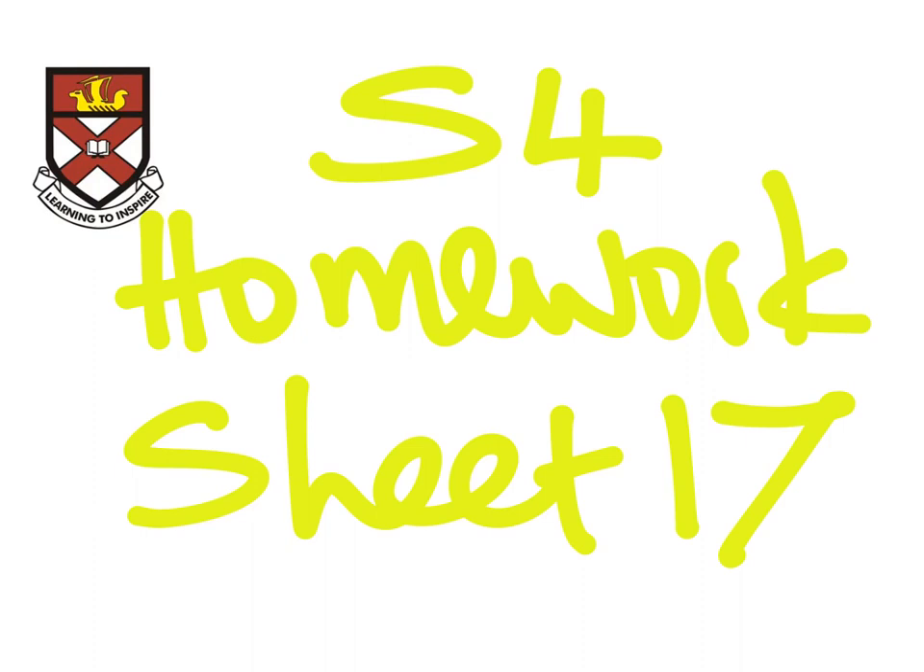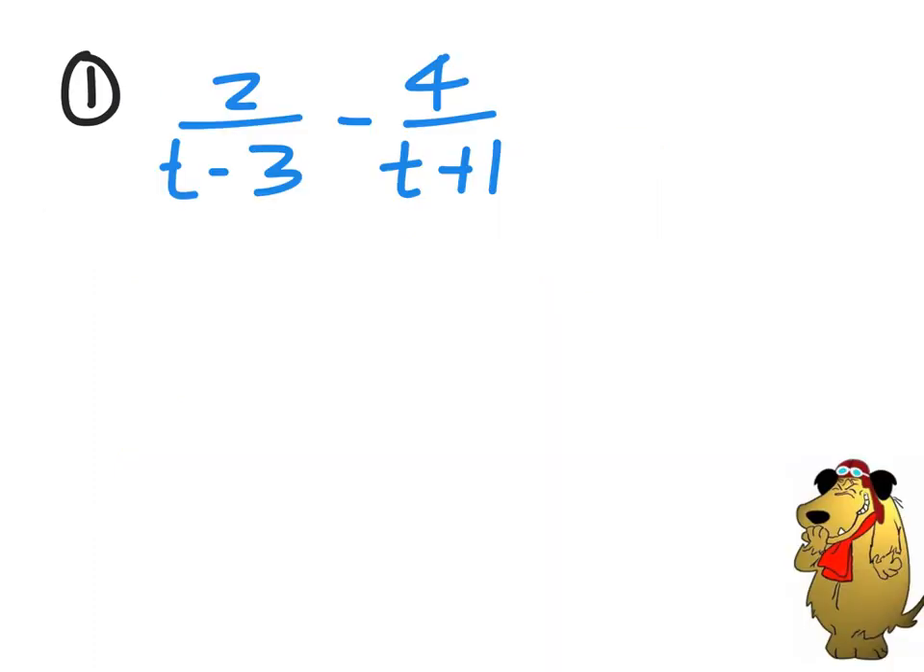Okay, here we go with number 17. First question, you have to express these two fractions as a single fraction. So the first stage is to take the bottom of the left fraction, the t minus 3, the bottom of the right fraction, the t plus 1, and create a new denominator.